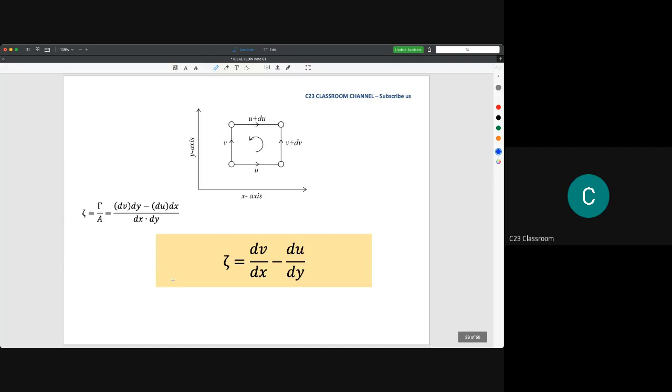And then if we want to calculate the vorticity here, the zeta, we take the value of circulation and divide it by A, the area. So what is the A? We could assume that A here is actually the area of this one, so the area is dx times dy. If we solve this equation, we find that zeta is equal to dv over dx minus du over dy.